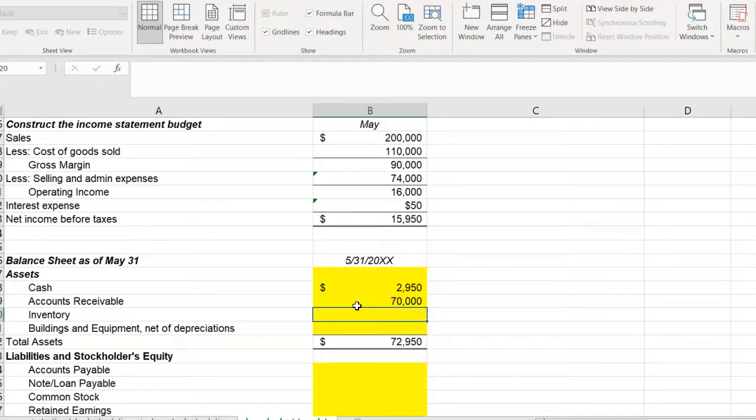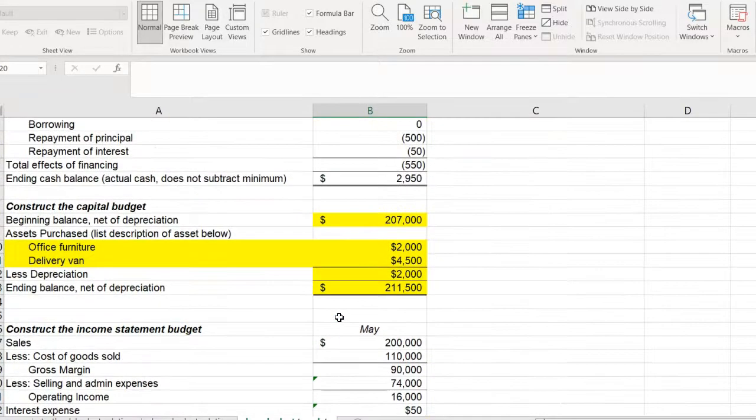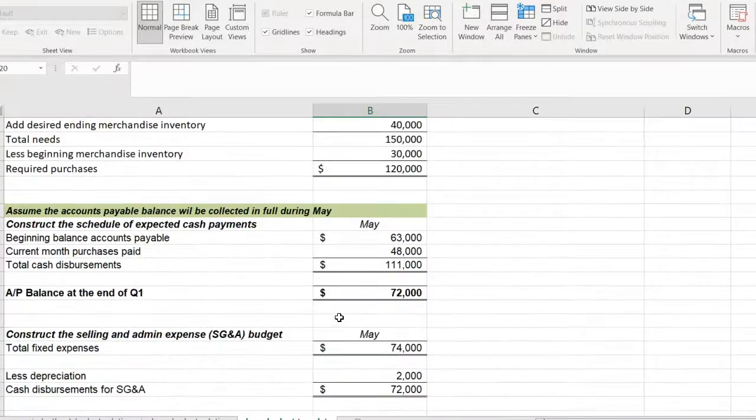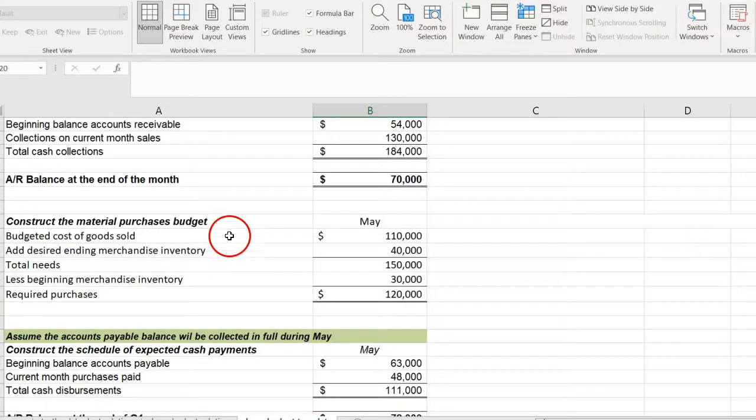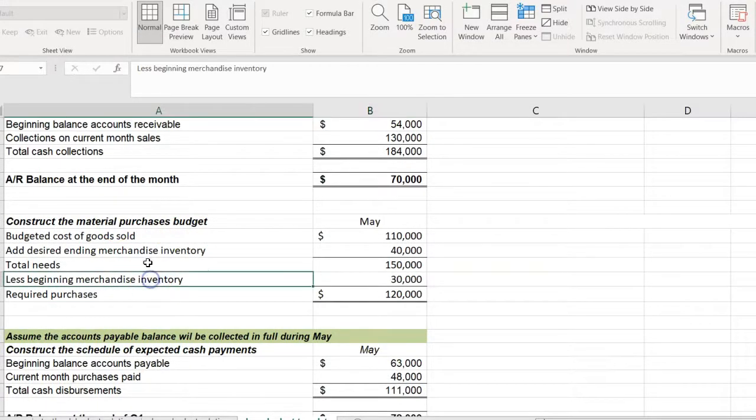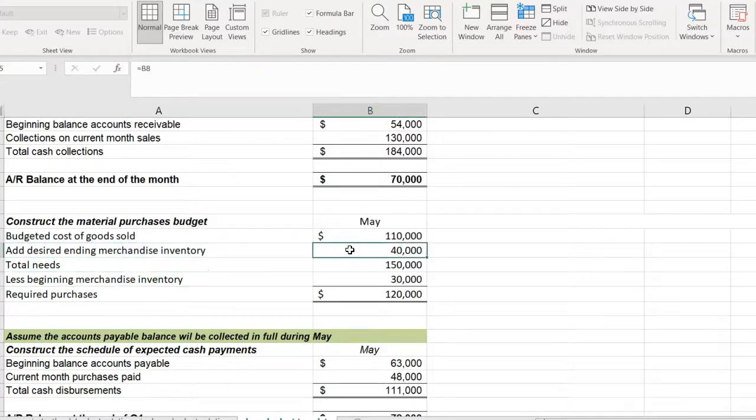Our ending inventory balance is going to come from our merchandise purchases budget. This is our material purchases budget, and this includes our ending inventory balance. So our ending inventory balance for the budget will be $40,000.